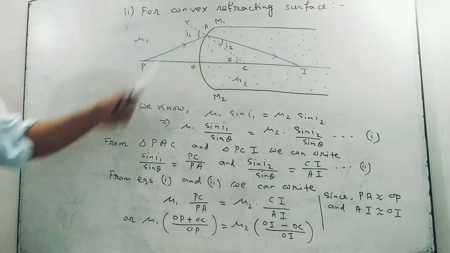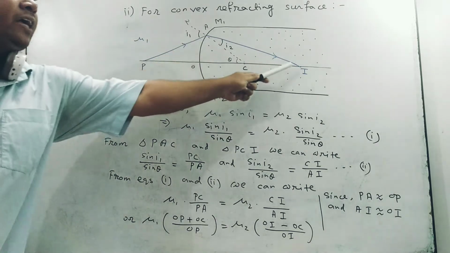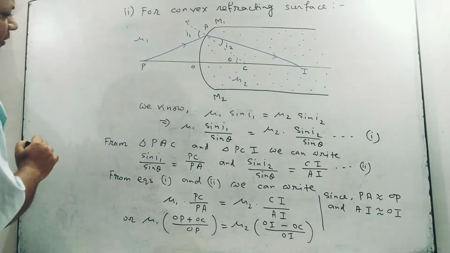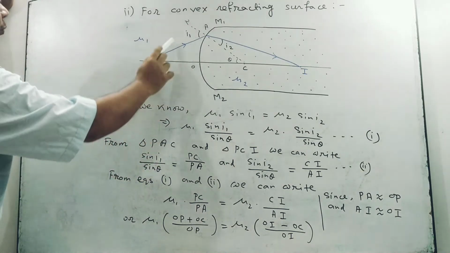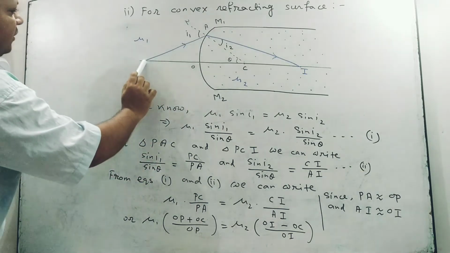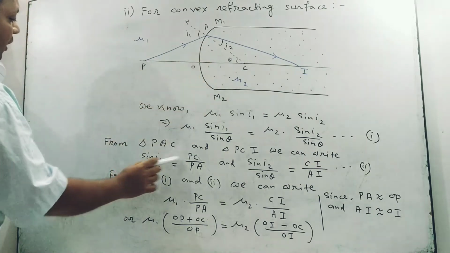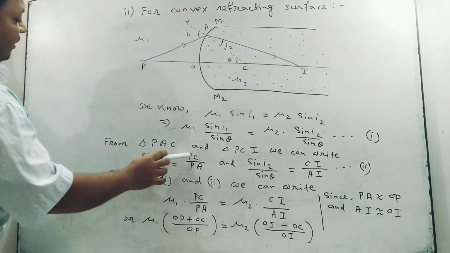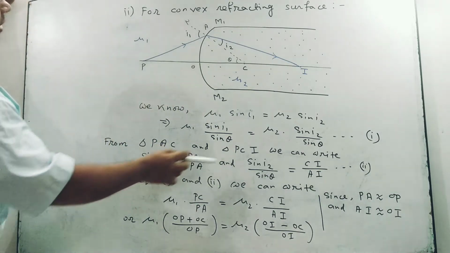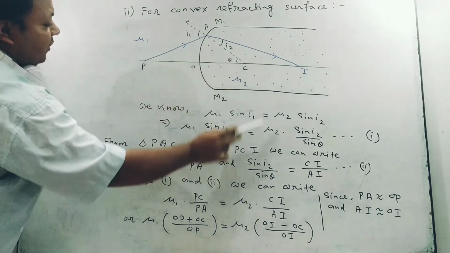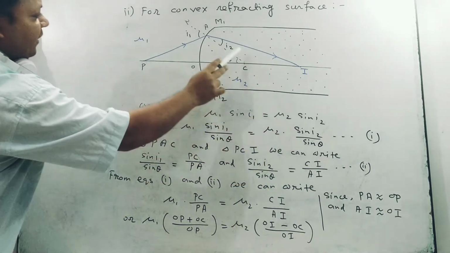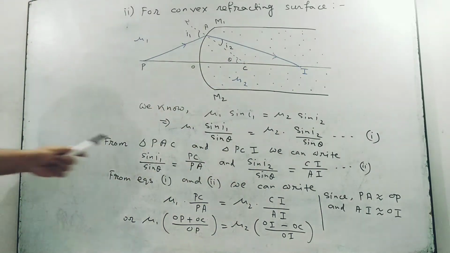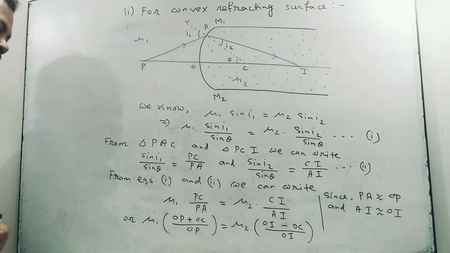PAC and triangle ACI we can write sin I1 by sin theta is equal to the opposite side of I1, which is PC, and the opposite side of theta is PA. Therefore sin I1 by sin theta is equal to PC by PA. Similarly, sin I2 by sin theta is equal to CI by AI. This is known as Lami's theorem.